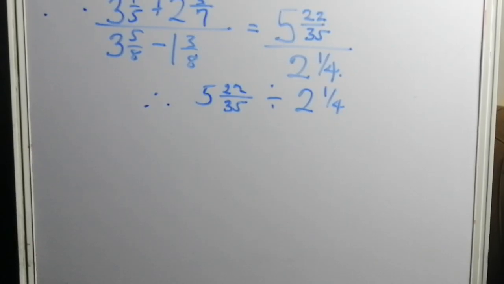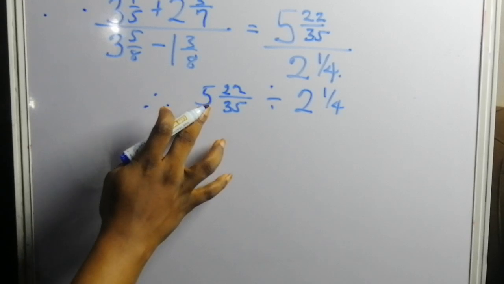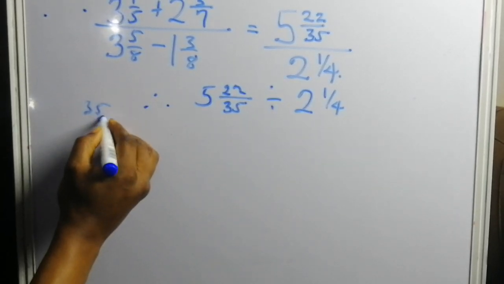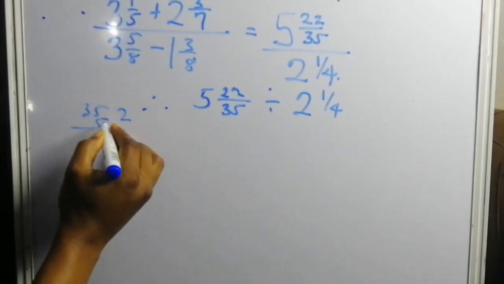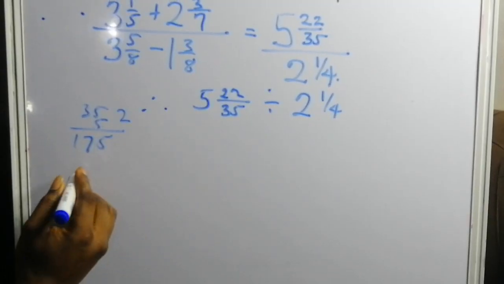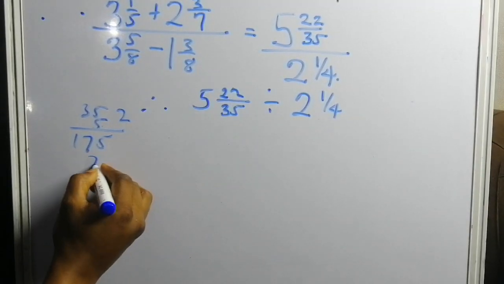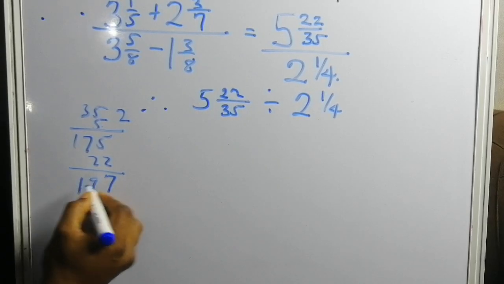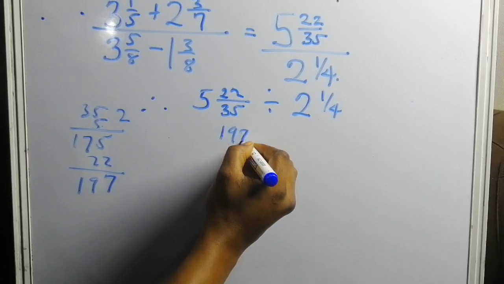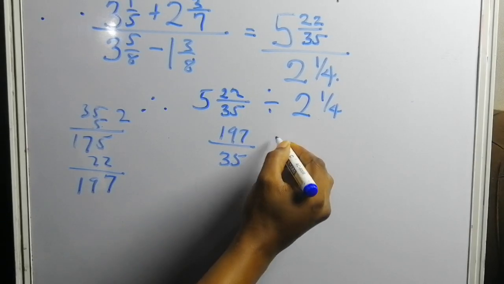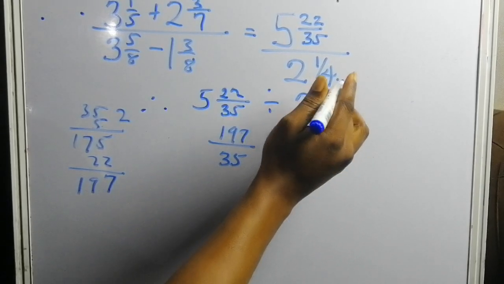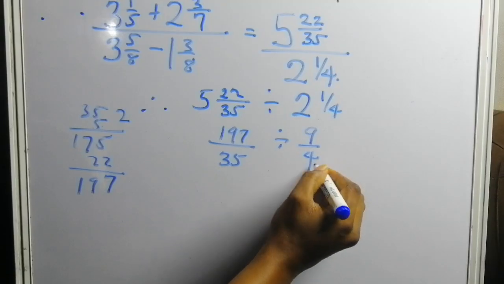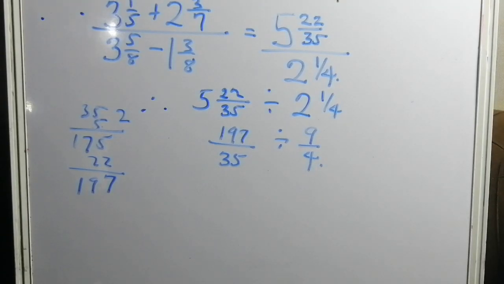After changing the long division to short division, you can do your multiplication and change it to proper fractions. So this one will be 35 times 5. Quickly, 5 times 5 is 25, carry 2, 5 times 3 is 15 plus 2 is 17, so 175. Then 175 plus 22 is 197. So this is 197 over 35, divided by 4 times 2 is 8, plus 1, that is 9 over 4. It's as simple as that.